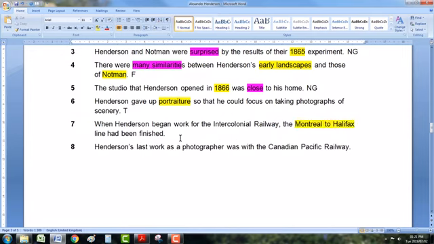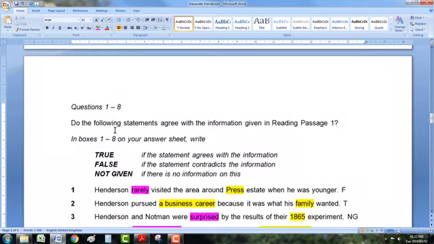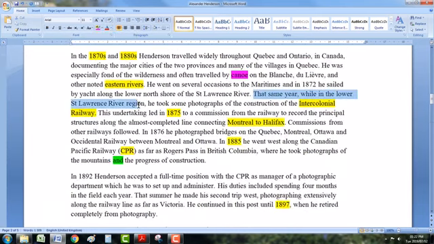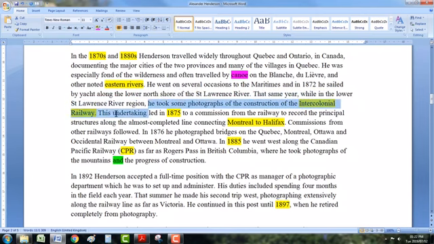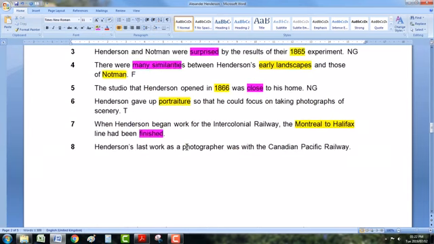Right, then we found this. Let's go and look at that. When Henderson began work for that, the Montreal had been finished. I think this is our target language. Was it finished or was it not finished, or don't we know? Start reading here. He took some photographs of this railway. Then in 1875, from the railway to record the principal structures along the almost completed line connecting Montreal to Halifax. So there's the target language. Almost completed. This says completed, so it's false.